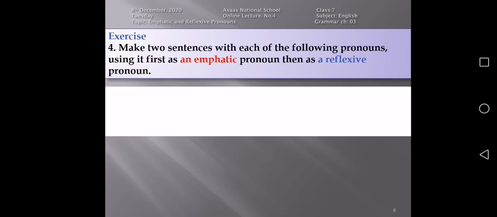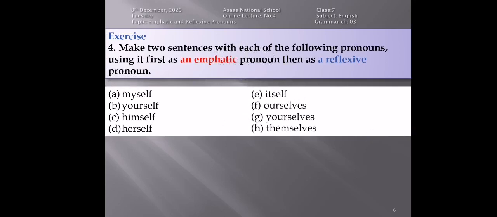Let's solve now some parts of your exercise 4. Make two sentences with each of the following pronouns, using it first as an emphatic pronoun, then as a reflexive pronoun. See the pronouns: myself, yourself, himself, herself, and itself. With F at the end, you use them for the singular persons, while ourselves, yourselves, and themselves with VES at the end, you use them for plural ones.